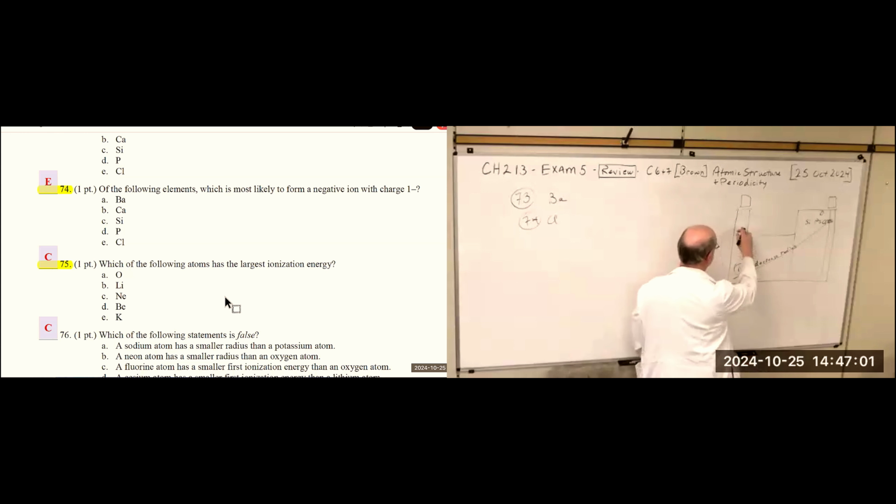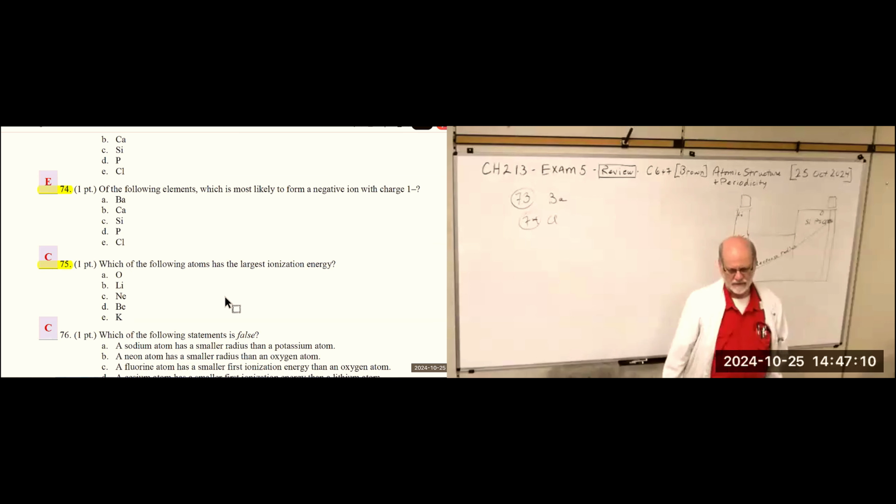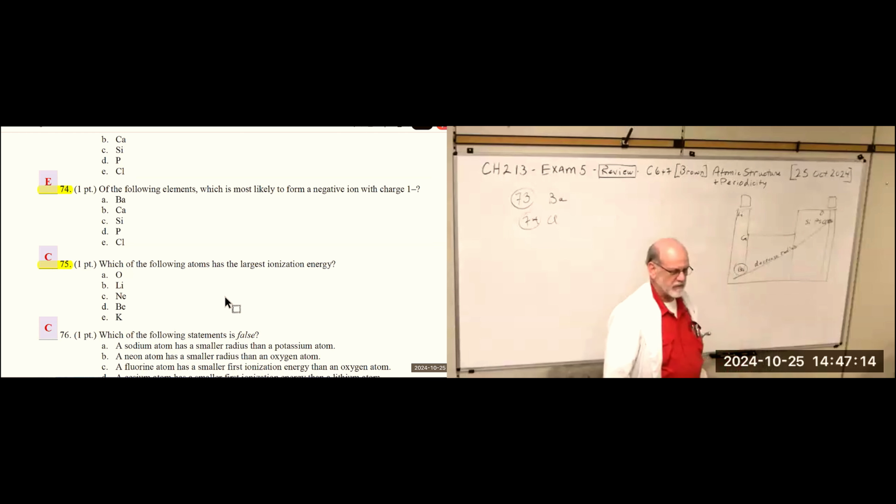Lithium would be here, right? And neon, oh, that's a no-brainer. When you've got a noble gas, it will have the highest first ionization energy because it's removing electrons from its core. It doesn't have any valence electrons, right? It's all core. So neon would have the highest first ionization energy out of all of those.